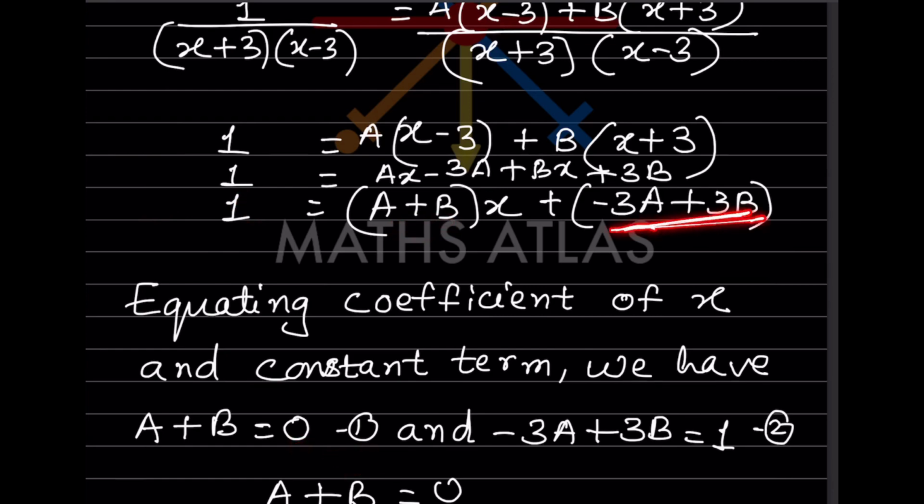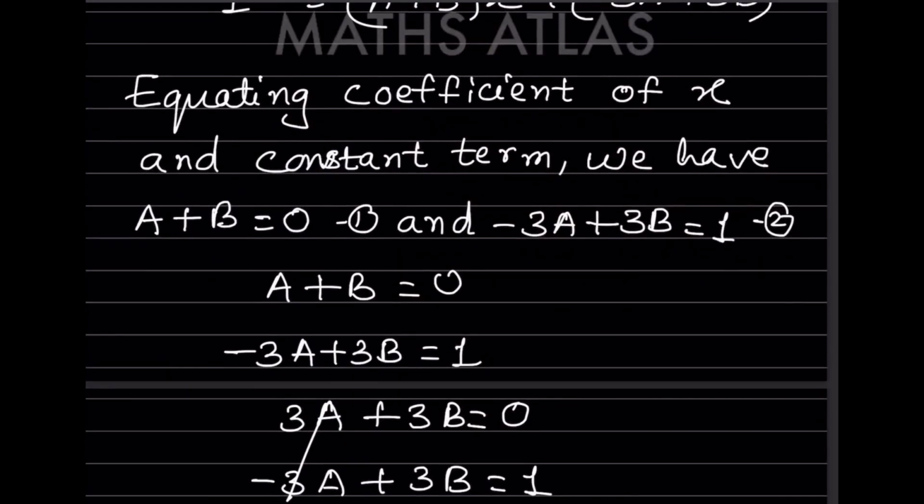And this constant, minus 3a plus 3b, that is 1. So we are going to write this as 1. So these two equations are important. How to write the equation? Now, because there is no x, we are going to write 0, and this we are going to take along with this one. So now let us solve equations 1 and 2.